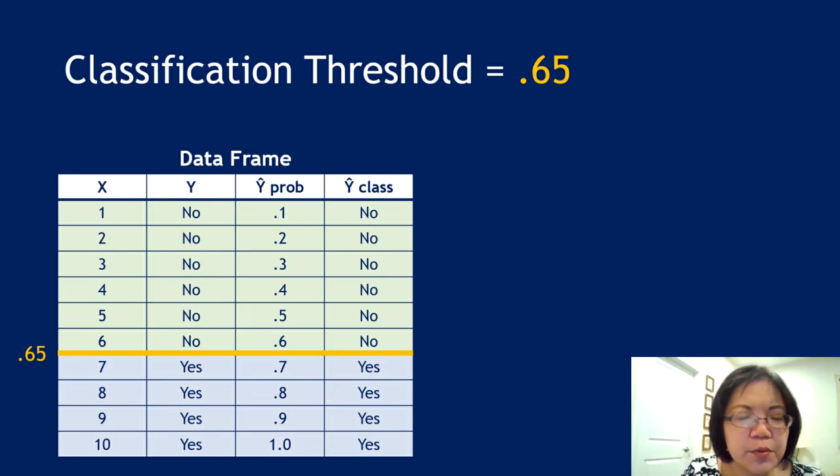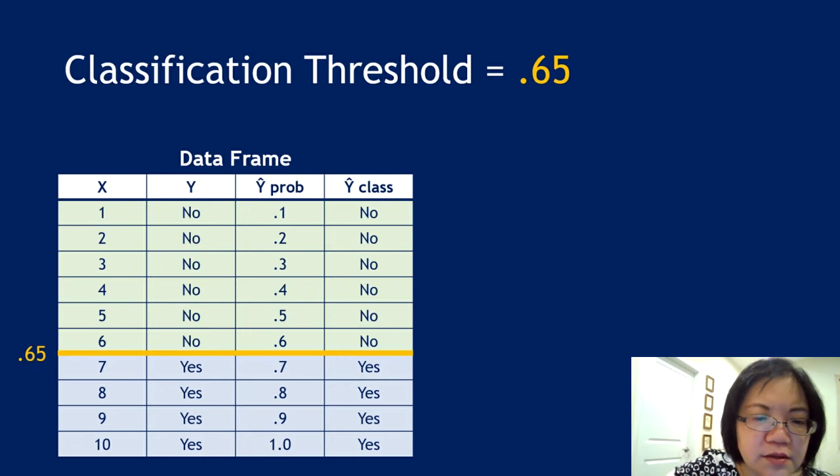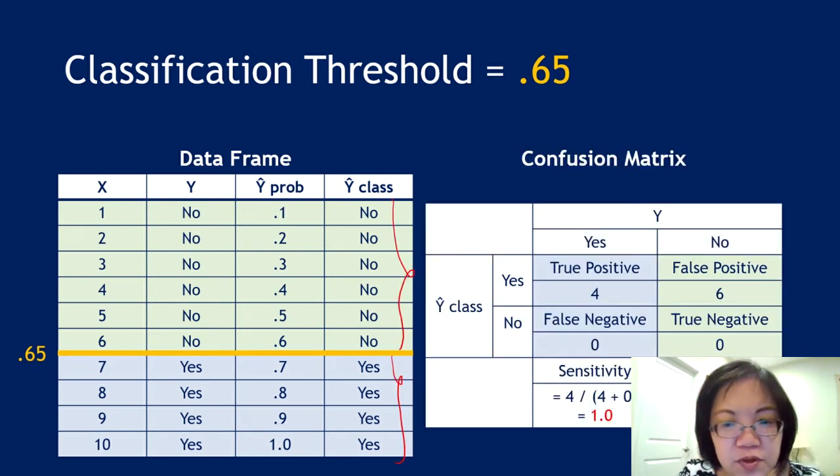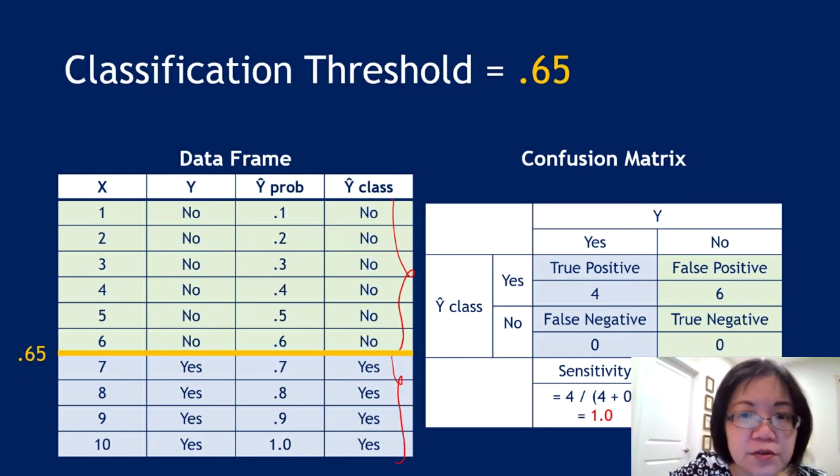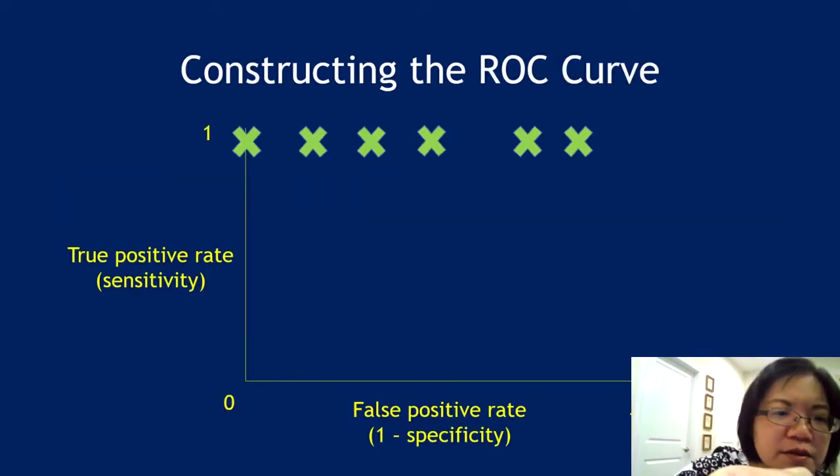Okay. Now with 0.65, we get perfect classification. So these are all correct, and these are all correct. It's 100% accurate on this side, 100% accurate on this side, 0 false positive rate. This is as good as it can get. So this is our best model, at threshold 0.65. So 0.65 is our best threshold. That's here at 100% true positive rate and 0% false positive rate. You can't get any better than that. So this is the best threshold.